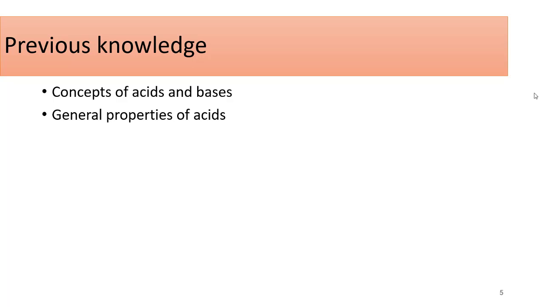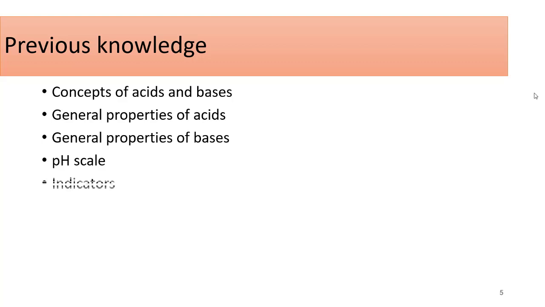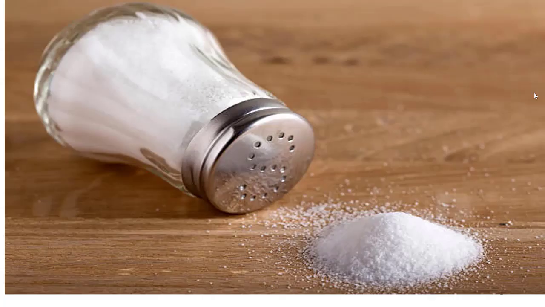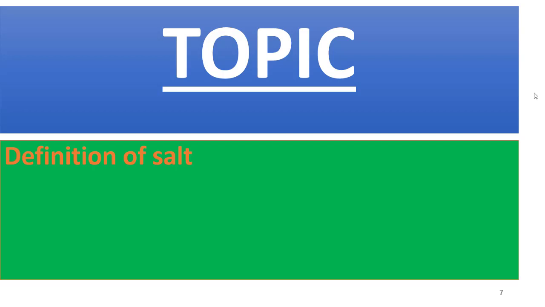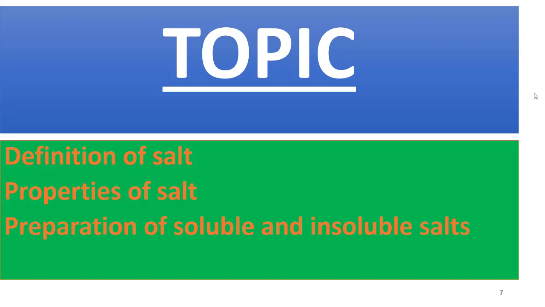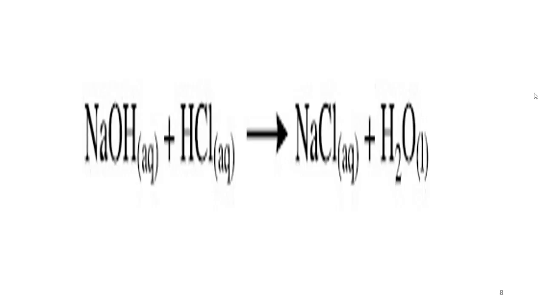Let's have a look at the previous knowledge. Students, we have already learned about some concepts of acids and bases. You have learned about general properties of acids, then general properties of bases, pH scale and indicators. Dear students, do you know what this is? Of course you know. This is salt, which we use in our daily life for flavoring. So our today's topic is salt: the definition of salt, properties of salt, and preparation of soluble and insoluble salts.